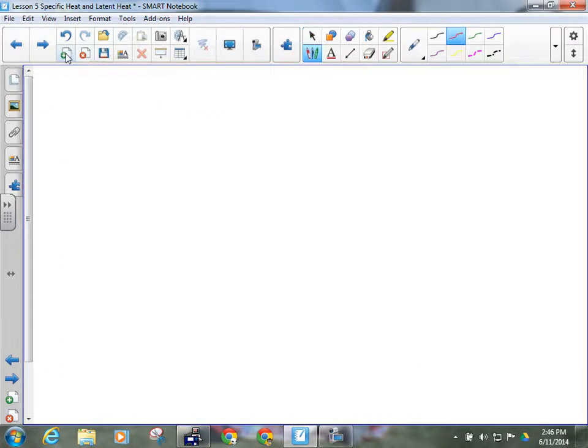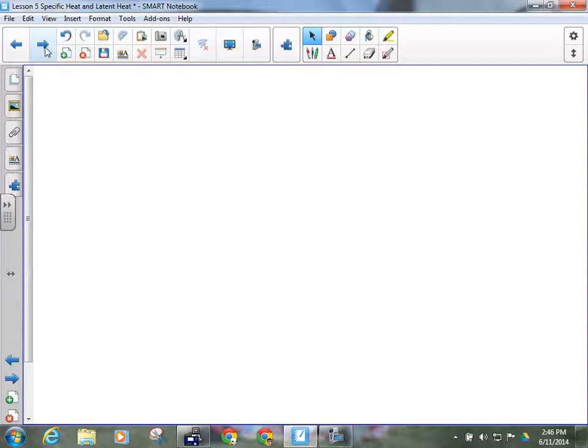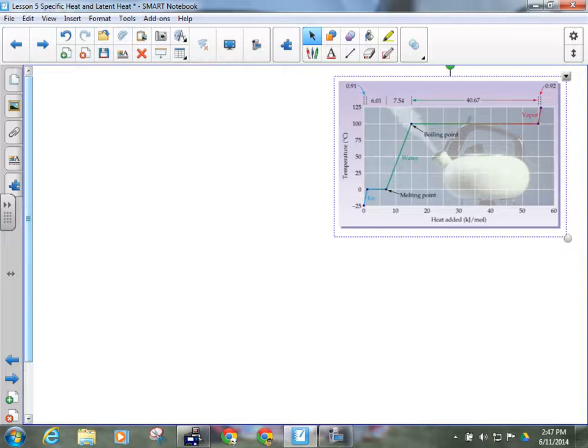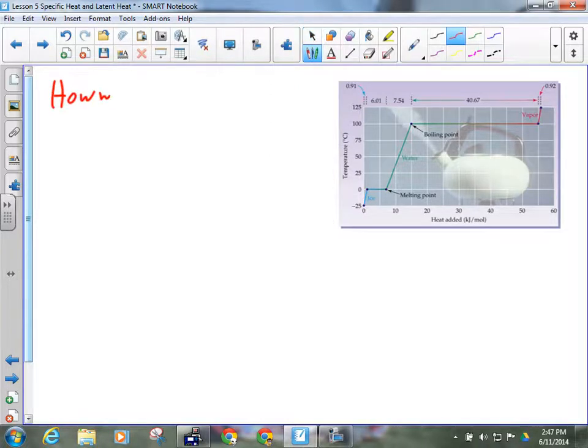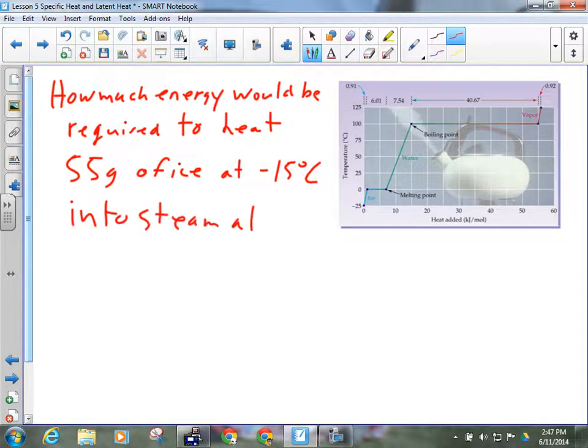Let's do this. We'll take our heating curve of water picture here, and we'll just copy it over. I want you guys to write this down as an example. How much energy would be required to heat 55 grams of ice into steam? Sorry, we've got to give the initial temperature of ice, let's say at minus 15 degrees Celsius, into steam at 120 degrees Celsius. Write that one down. I'm going to give you a couple minutes and see if you can figure out how to do it.